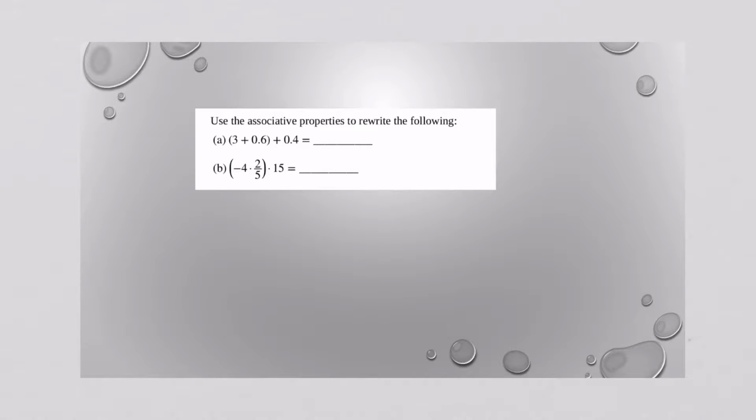Okay, so using the associative properties to rewrite the following. We're not solving anything here, we're simply rewriting it. So on the top one, these two are associated first on the left side. So on the right side, I'm going to do 3 plus, notice I'm not changing the order of these guys. I'm just associating two numbers together to do in the problem first.